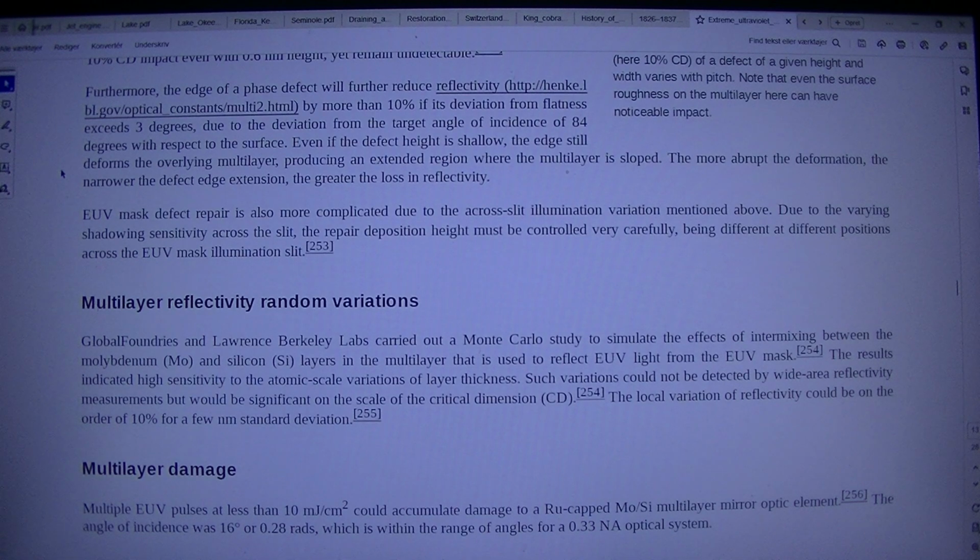varying shadowing sensitivity across the slit. The repair deposition height must be controlled very carefully, being different at different positions across the EUV mask illumination slit.